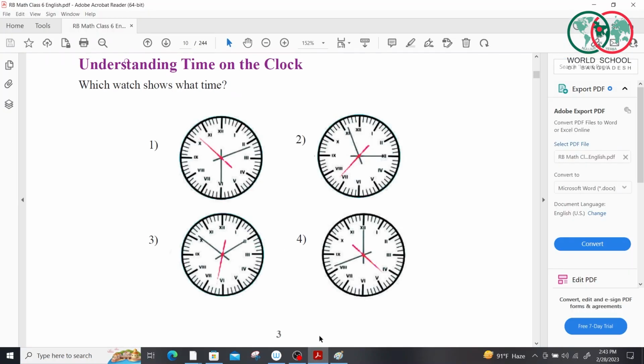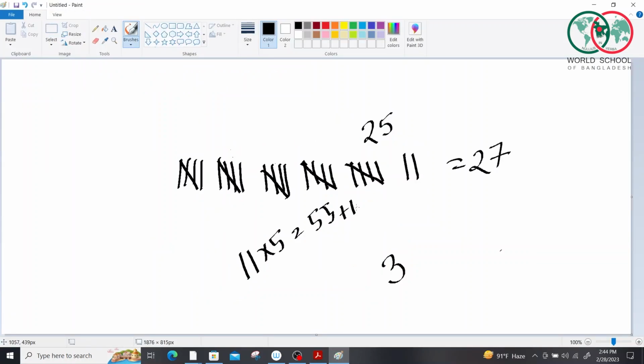And here we can see that it's not actually on 11. After 11 it has gone another point, another line. These small lines represent 1 minute, and these big or bold lines represent 5 minutes. So here it represents 1 minute. So 55 plus 1, 56 minutes. So it will be 3:56 o'clock.